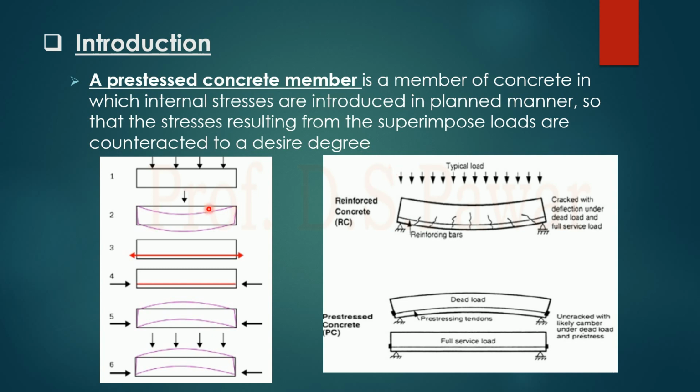Now I am going to explain this definition. See, this is the first diagram. The beam is subjected to a load, this UDL. And second, the beam is going to bend like this, as you know, in RCC the beam bends like this.